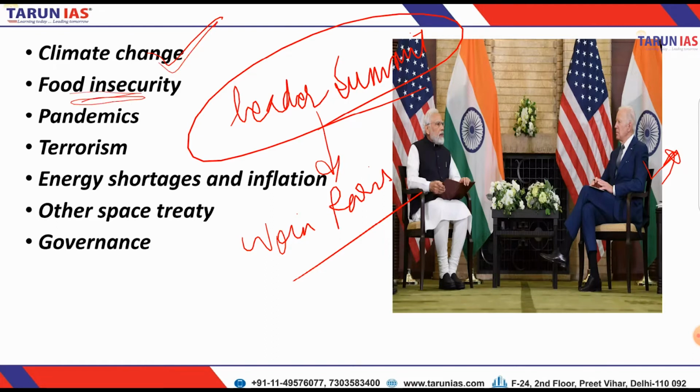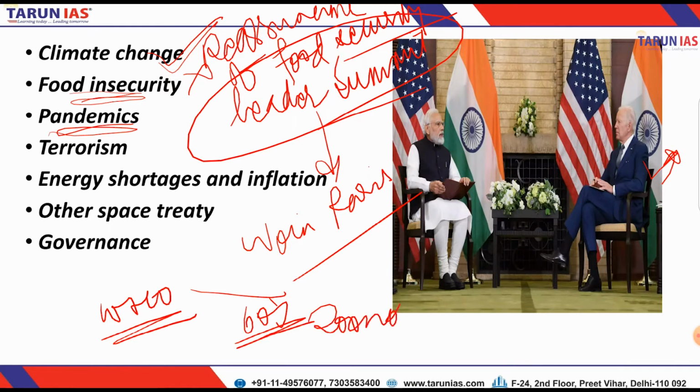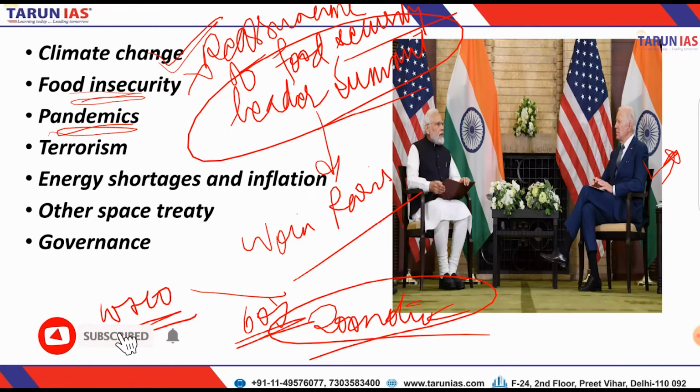Food insecurity, food security, it should be food security, reassurance of food security. The pandemic. And if we consider the report by WHO, then WHO said in the coming decades 60% of the infections that the human population is going to face will be zoonotic, and these zoonotic diseases are spreading fast in the world. Look at the various variants of the coronavirus, and the pace at which it spread across the world. Within a month it was all over the world. So the pandemic would be a focus. Terrorism would be a focus.